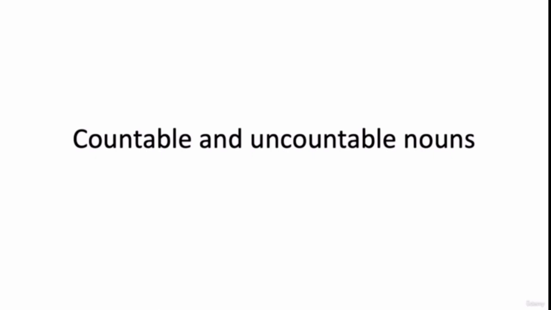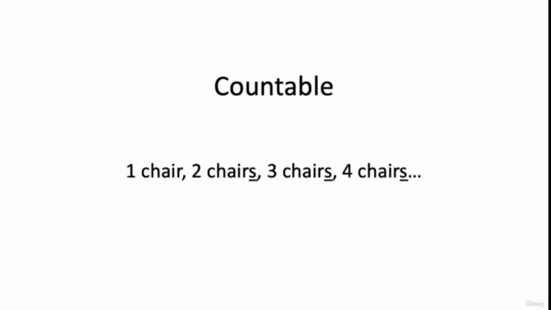Our next category of nouns are countable and uncountable. Countable nouns, as you can guess, can be counted, and they have singular and plural forms. A countable noun becomes plural by adding s at the end of the word. For example, 1 chair is singular. 2 chairs, 3 chairs, 4 chairs, and so on are plural.